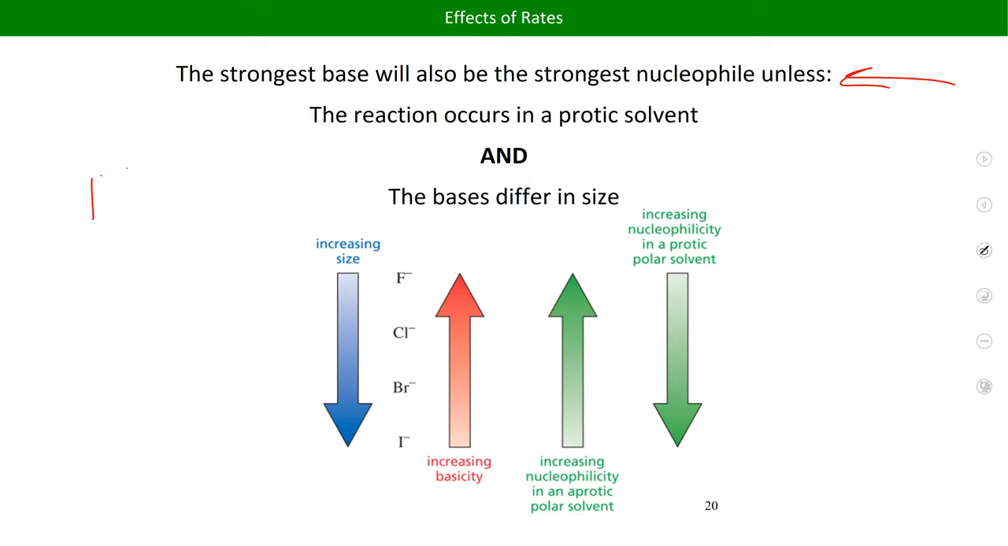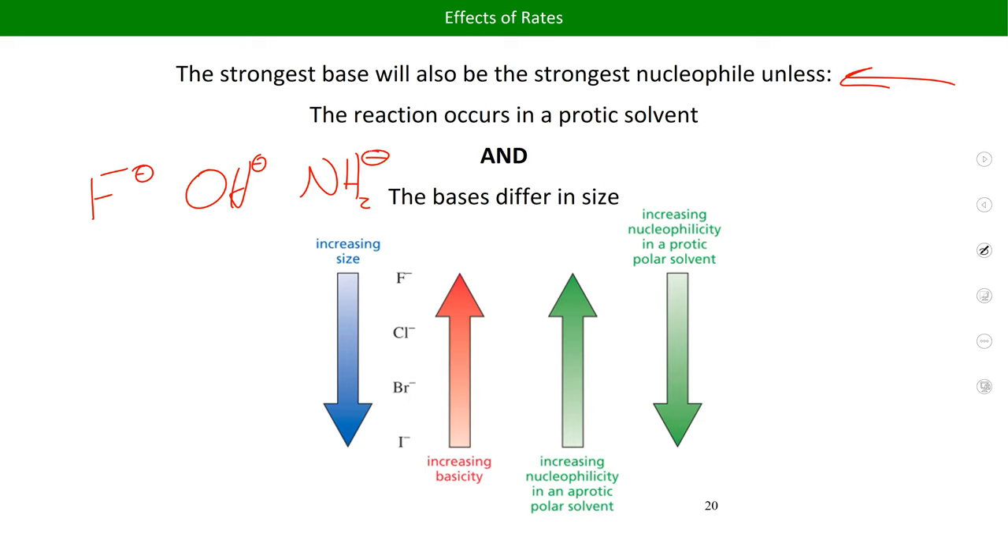So if we're comparing fluoride to hydroxide to amide, which is the name of that polyatomic ion. Ammonium is NH4 with a plus, ammonia is neutral, amide is when it's negative. These are all the same size, relatively speaking. So they're all going to be affected by a protic solvent, but they're all going to be affected equally. So we could still say, okay, amide is a stronger base, therefore it's a stronger nucleophile.